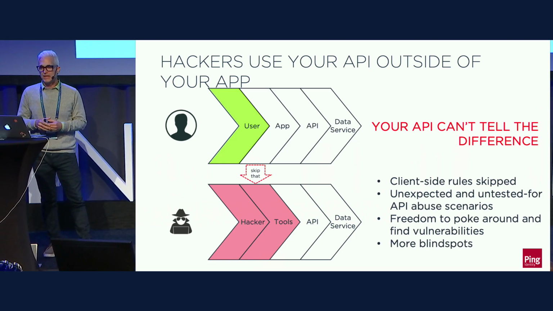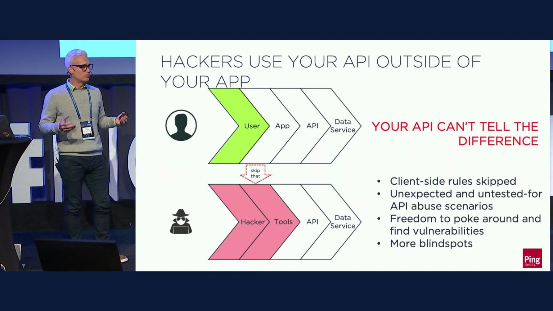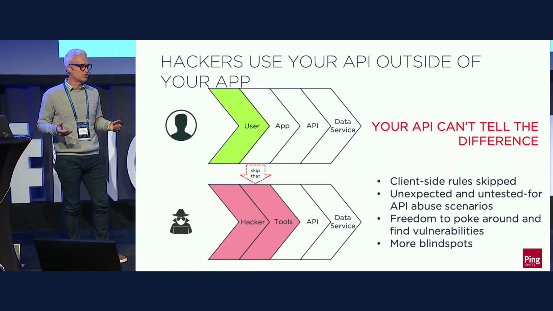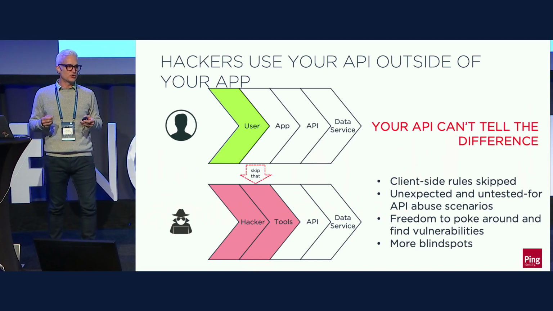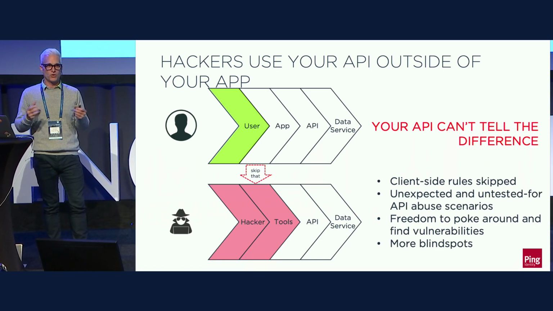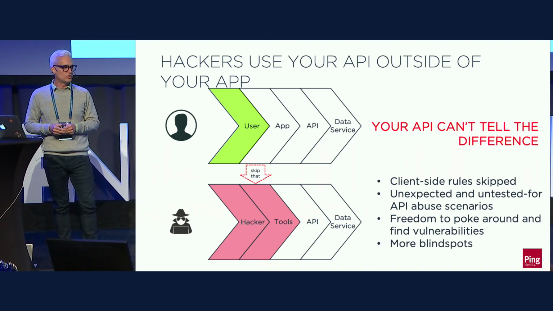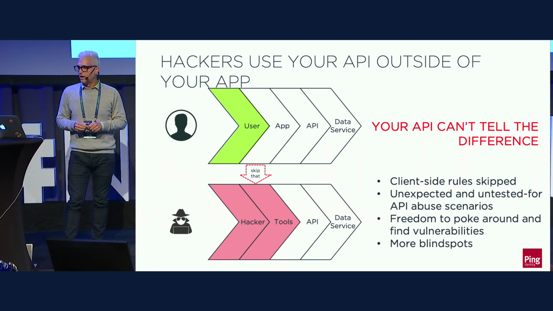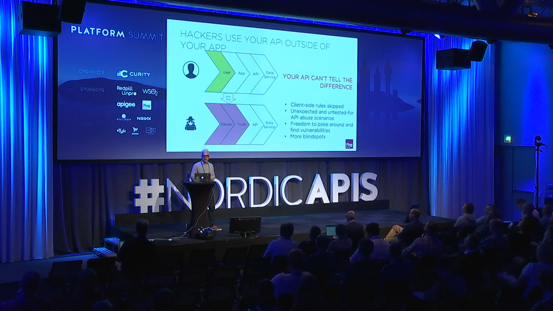And that's a problem because when you're using an API outside the client-side app, all of the client-side rules, which shouldn't have anything to do with security, but it doesn't matter, you're skipping all these rules. If you're not testing security at the API level, if your security is going end-to-end and always going through your client-side app, once you're skipping the application, you end up in an untested API abuse scenario. So hackers have the freedom to poke around and find vulnerabilities that they can then exploit. So that's another blind spot.